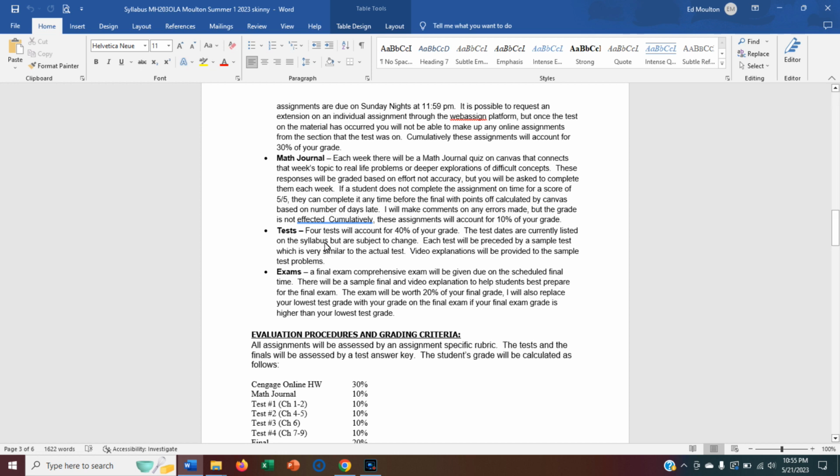The largest part of your grade is the test. There are 4 tests worth 40% of your grade, so 10% each. These dates are all outlined in the syllabus here at the bottom, but basically at the end of each unit, there's a test worth 10% of your grade.